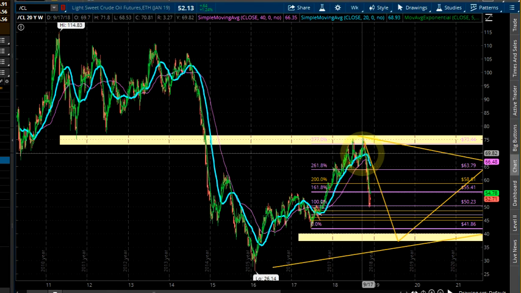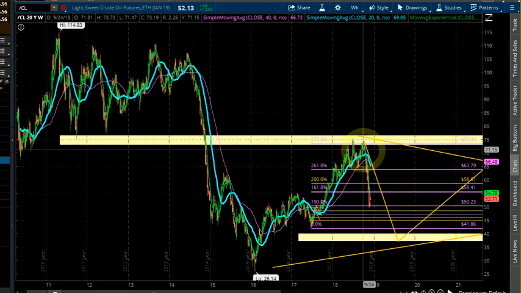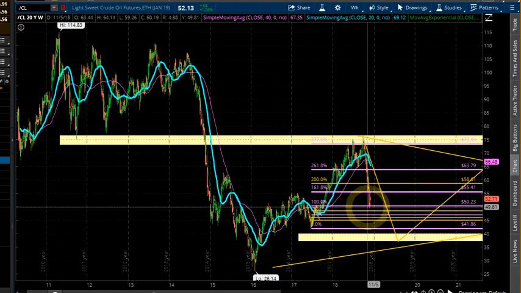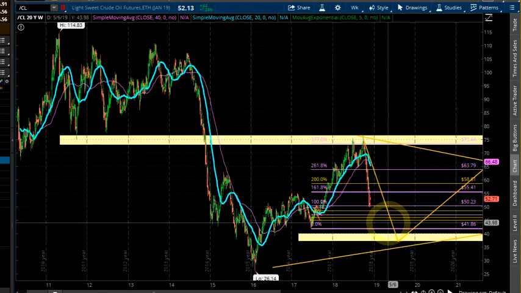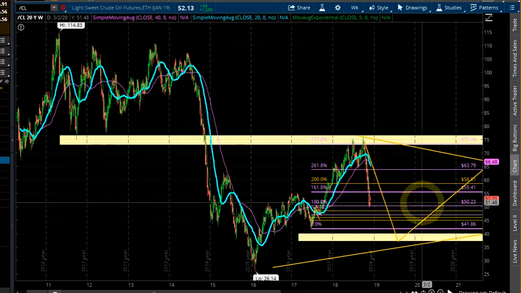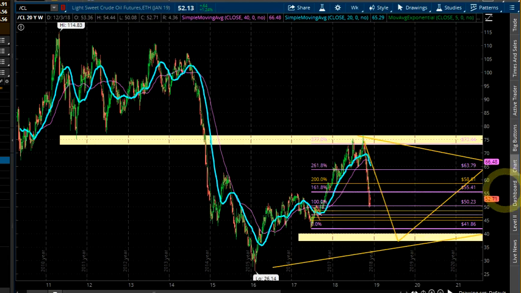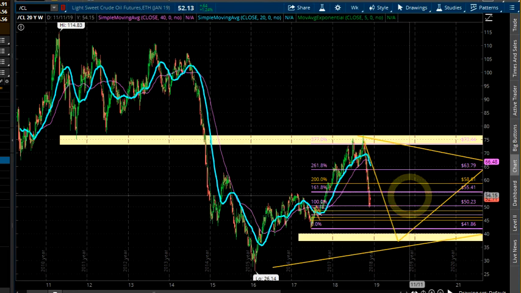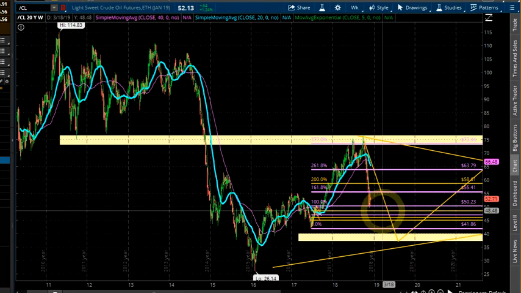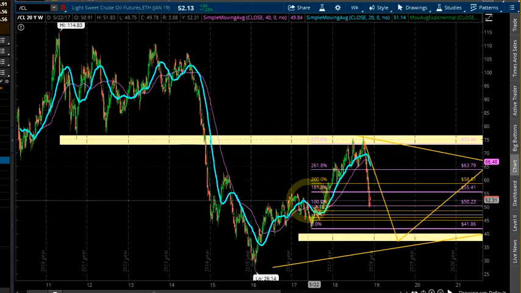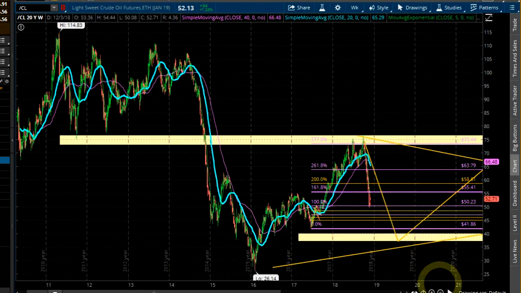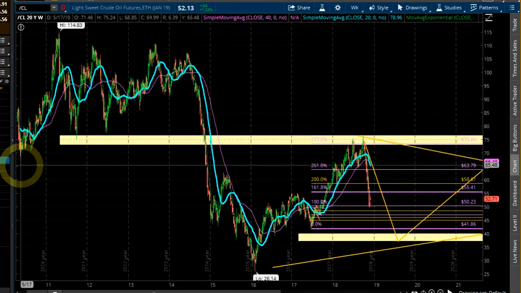So oil's in a pretty steep downtrend here, and it remains to be seen whether this is going to be an A, B, C in a sideways triangle as it develops, or if this pullback's going to be sharper, or if this is the counter-trend move and now we're going to experience five waves down here.